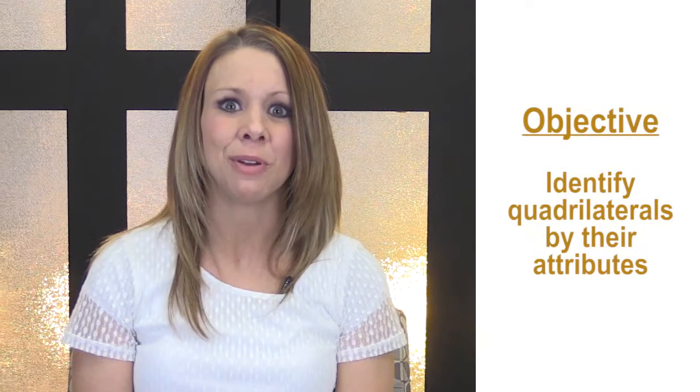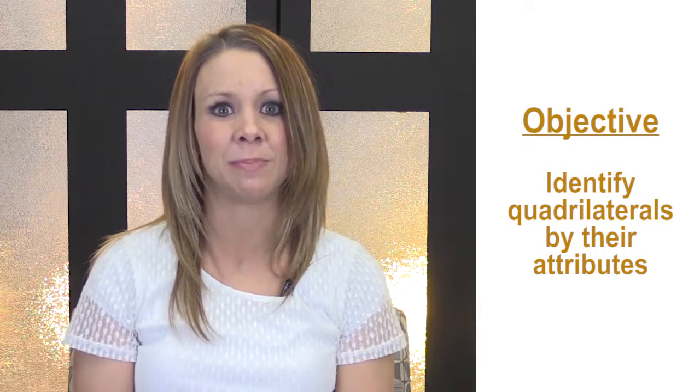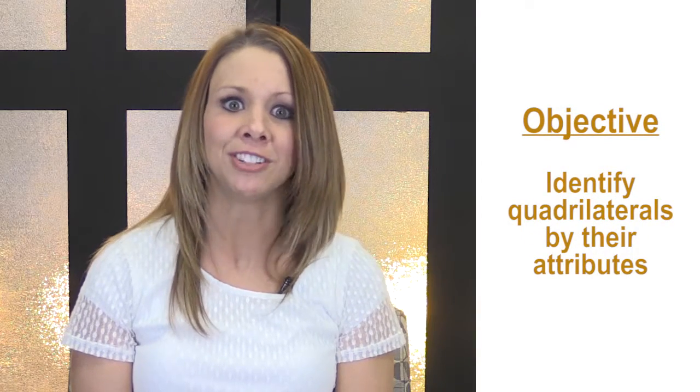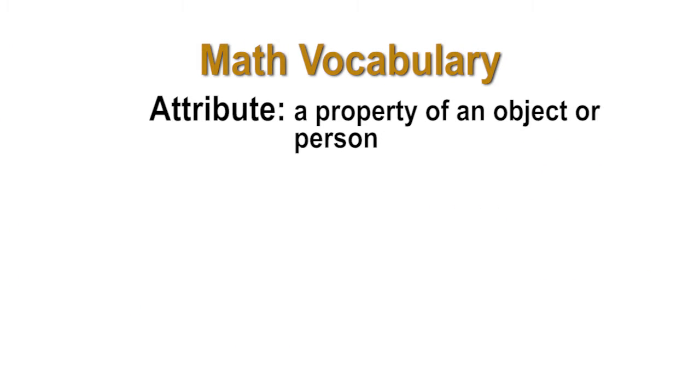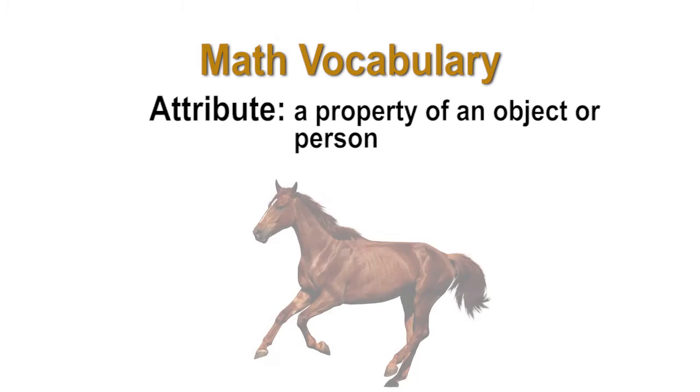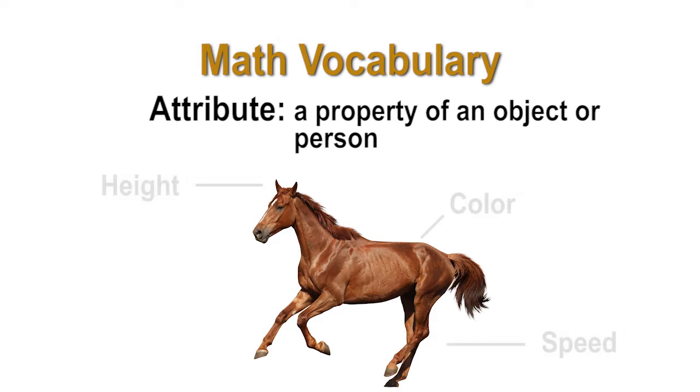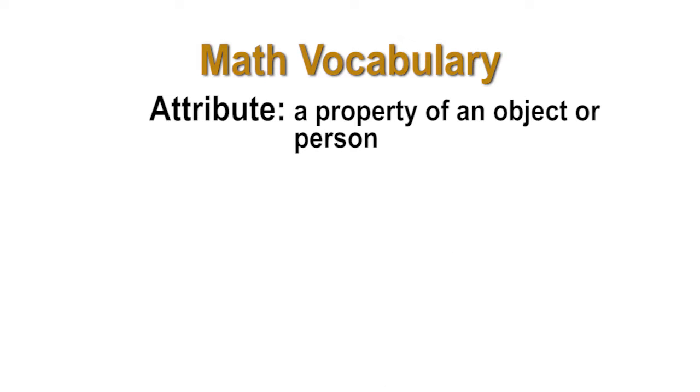In this lesson, we will be able to identify quadrilaterals by their attributes. I want to start off by talking about the word attributes. The definition of an attribute is a property of an object or person, or something you can say it has. For example, the attributes of a horse would include the horse's height, speed, and color. For today's lesson, we will be focusing on the attributes of a quadrilateral.